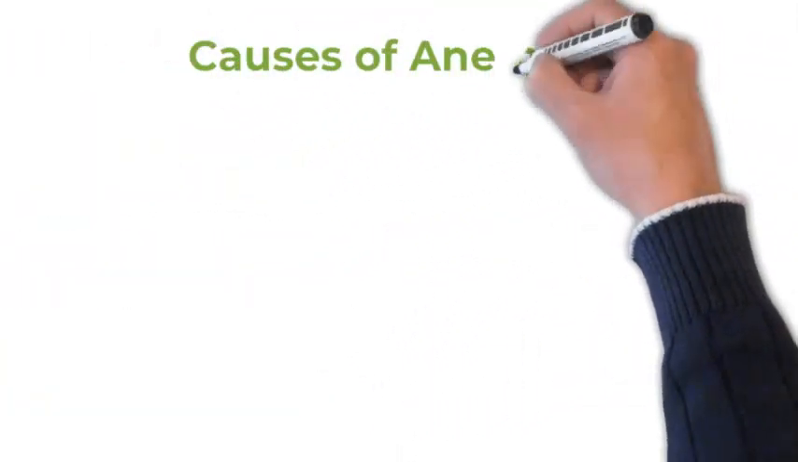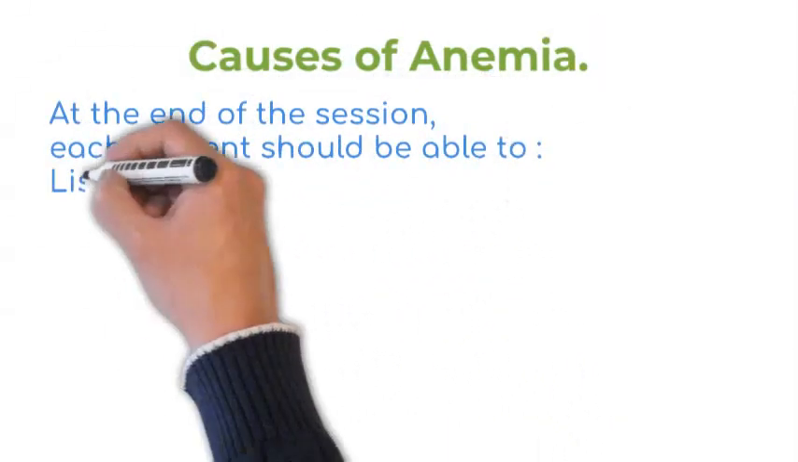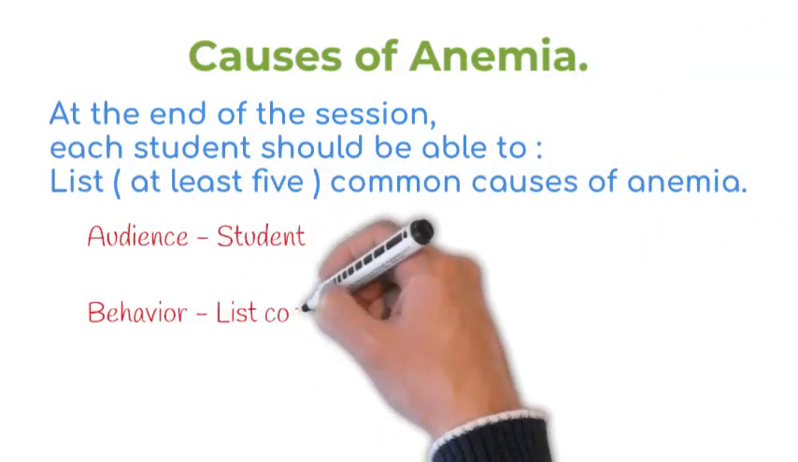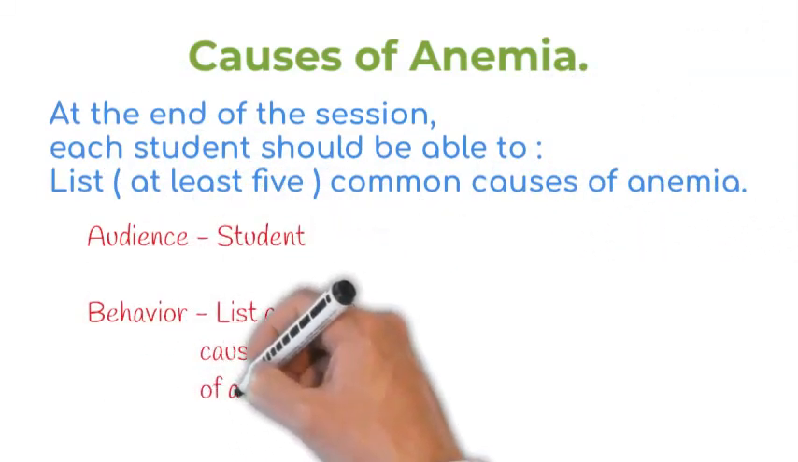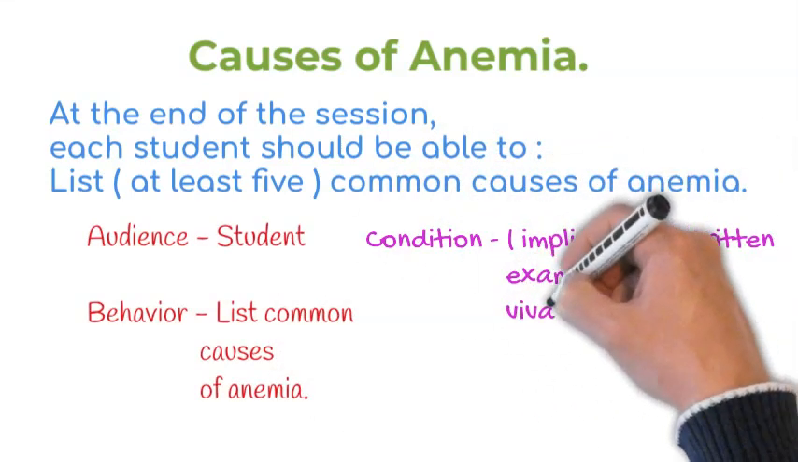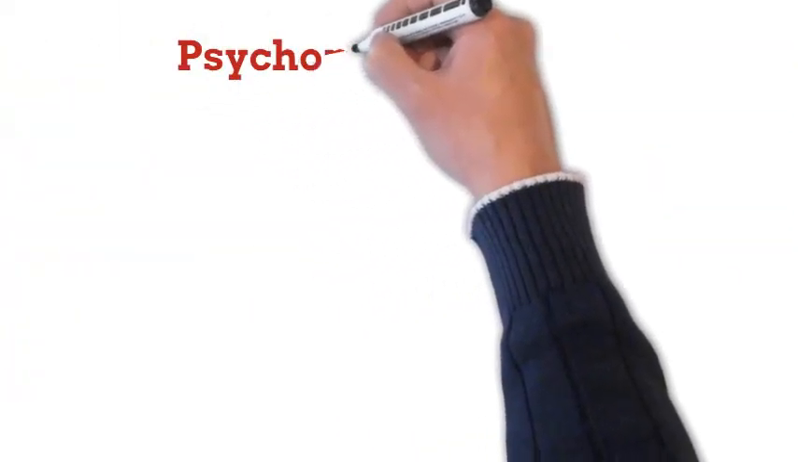The topic is causes of anemia. At the end of the session, each student should be able to list at least 5 common causes of anemia. So the audience is a student. Listing the causes of anemia is the behavior. Condition is implied in a written exam or in a viva voce, and degree is at least 5.